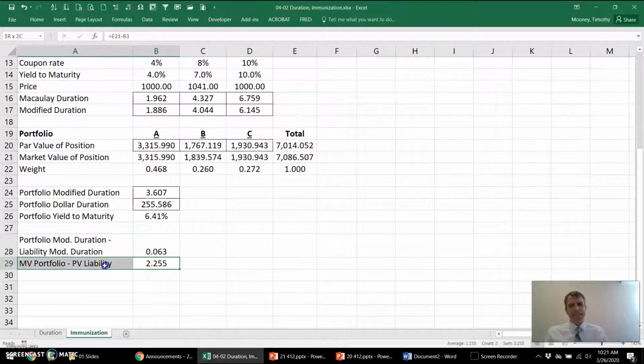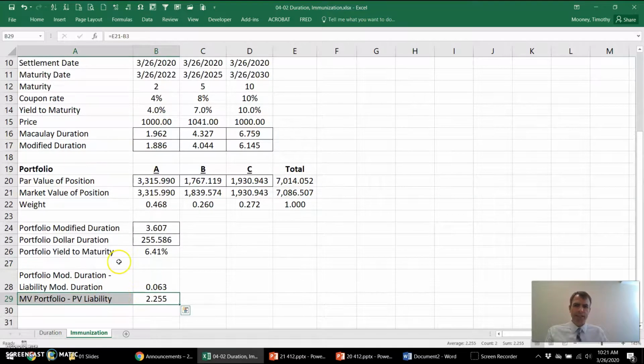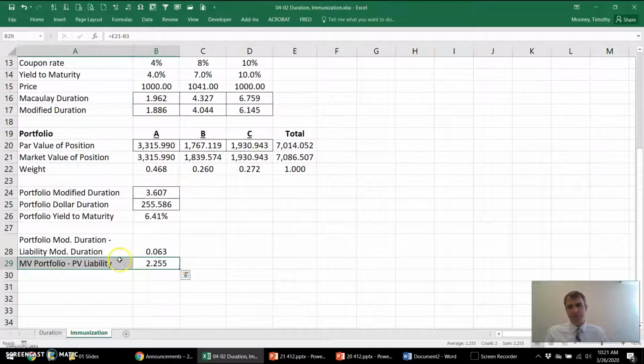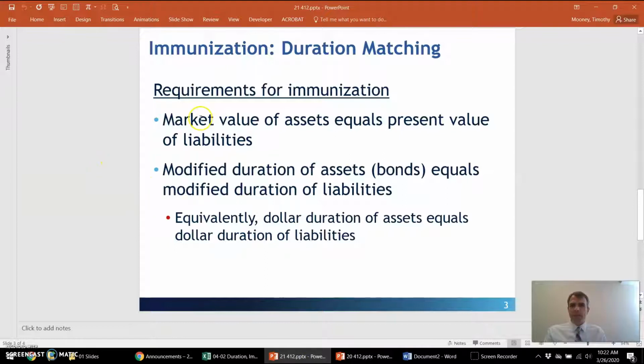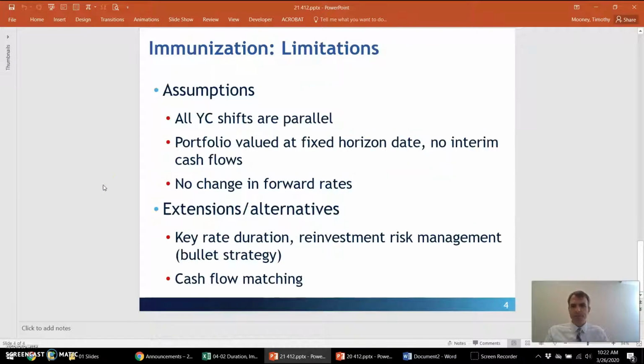We can see that the values don't stay exactly the same because duration is not an exact measure of interest rate risk. It's an approximation. If you want more details on that, we've got a correction called convexity. Feel free to get in touch if you want to learn more about that. Okay? But for now, the key to immunization is finding a portfolio where the market value of that bond portfolio is equal to what the liabilities are worth today, matching the modified durations of the bond portfolio and the liability stream.